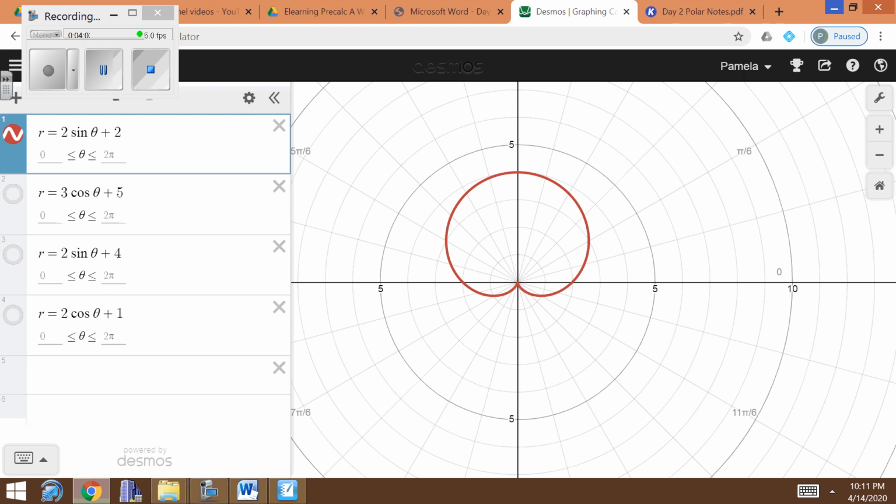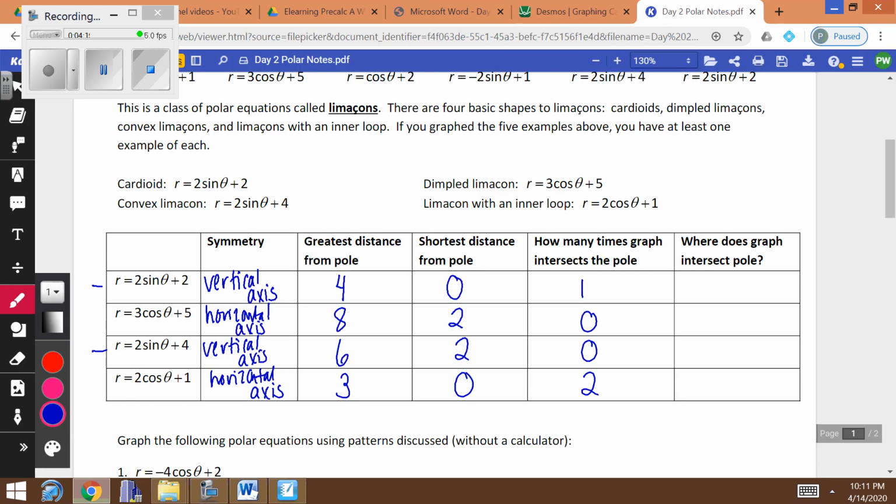So that's our cardioid. And a couple questions I asked you here: greatest distance from the pole and shortest distance from the pole. The greatest distance from the pole is 4 units away from the pole. The shortest distance is 0. Think about why that makes sense.